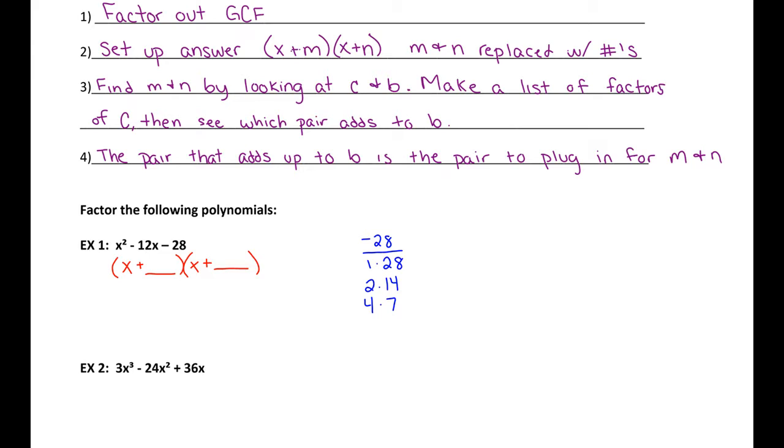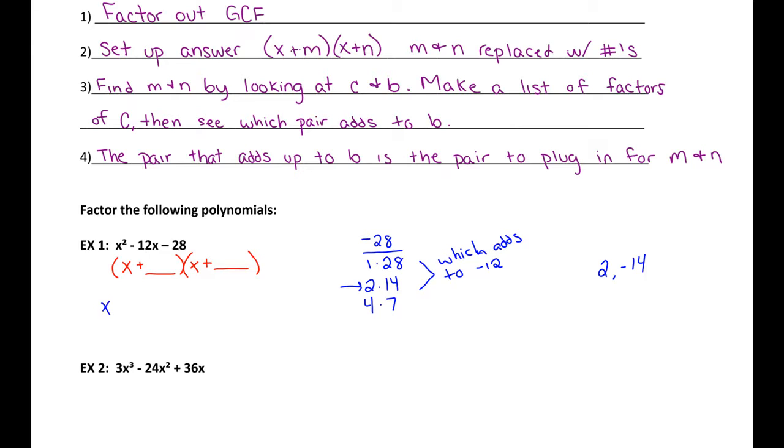Now that I have my full list of factors, I want to decide which pair adds to my b value, which is negative 12. So keeping in mind that because I'm multiplying to a negative number, one of my factor pairs is going to be negative, I can use a combination of 2 and 14. So I'll be using a positive 2 and a negative 14. Together they multiply to negative 28 and add to negative 12.